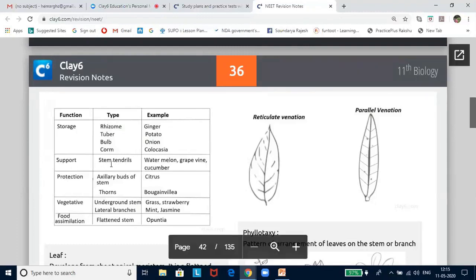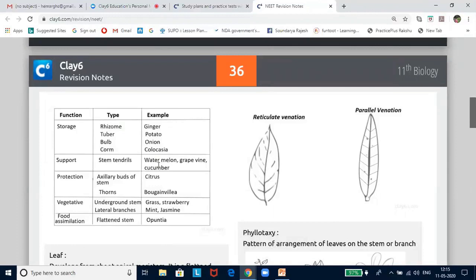Now, for support, stem tendrils are found in watermelon, grapevine, and cucumber. For protection, you might have seen that the axillary buds of the stem get modified into thorns, as in citrus. If you have seen a lemon tree, you would find small thorn-like structures near the leaves. That is the modification of the stem. In bougainvillea also you will find it. So it is a modification of the stem.